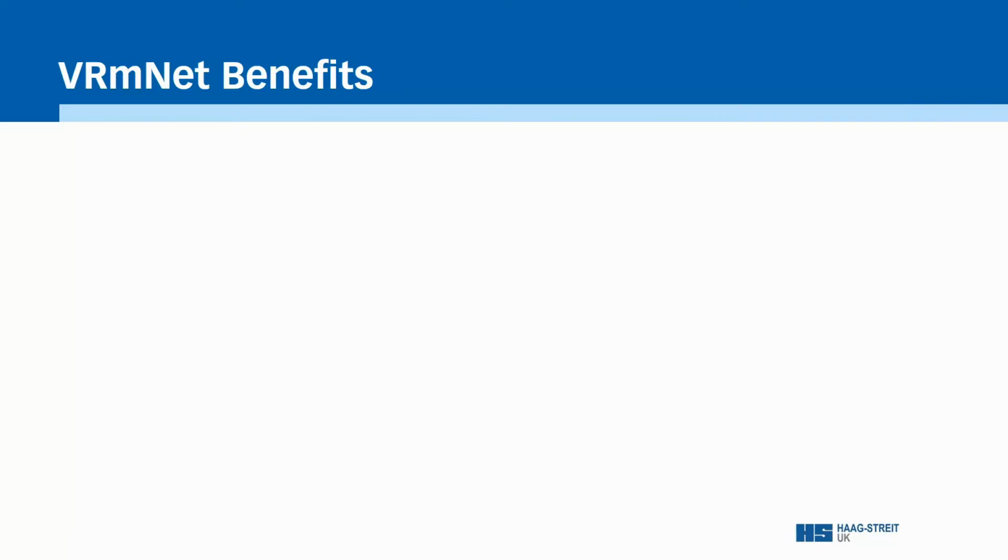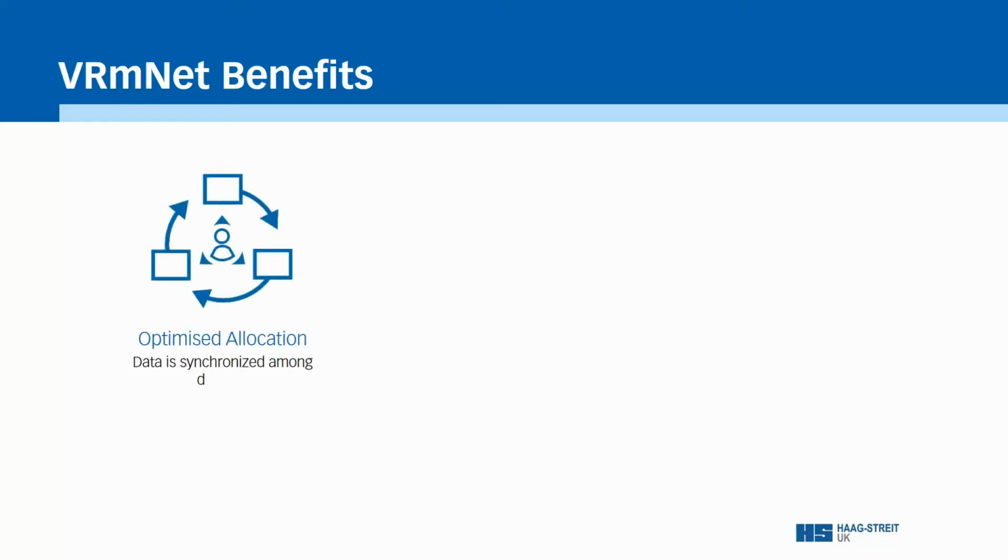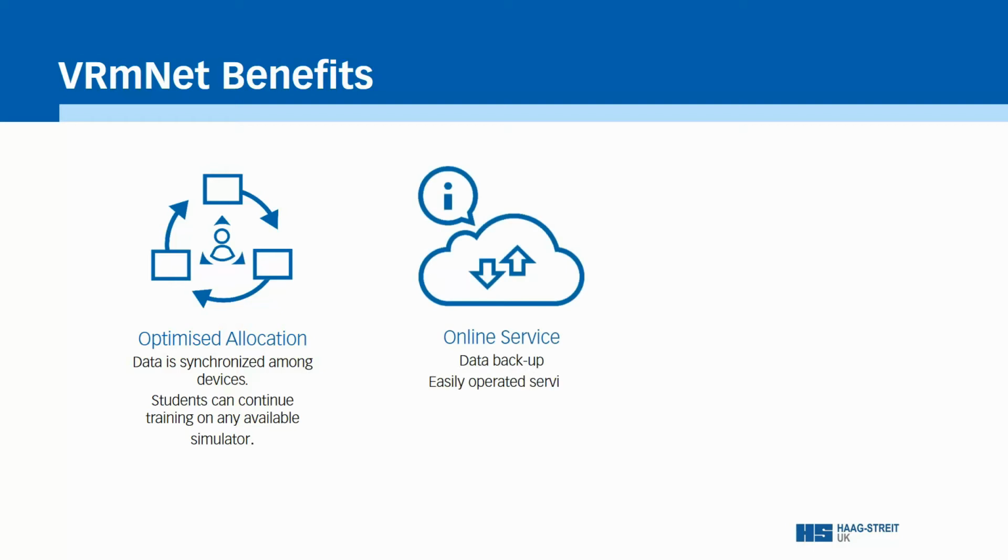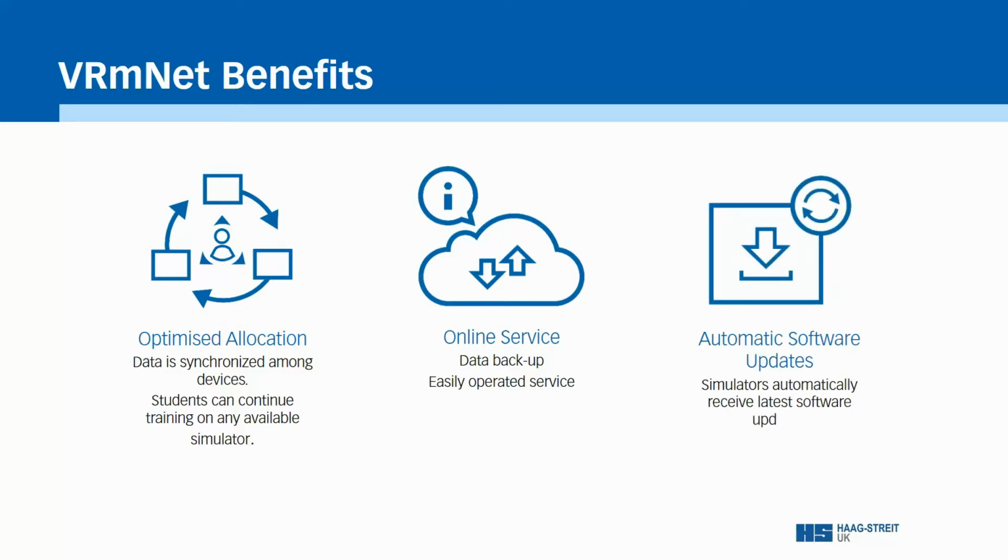VRMNet offers a host of different benefits, but three key advantages of the system are data synchronization among network devices, which optimizes content and device allocation and allows trainees to continue to progress their training on any available network device. The entire system is cloud-based, hosted on secure servers, ensuring ease of operation and the continual backup of training data. And automated software updates, whereby all network simulators with a VRMNet license receive the very latest system software, benefiting from new, highly realistic cases and functionality.